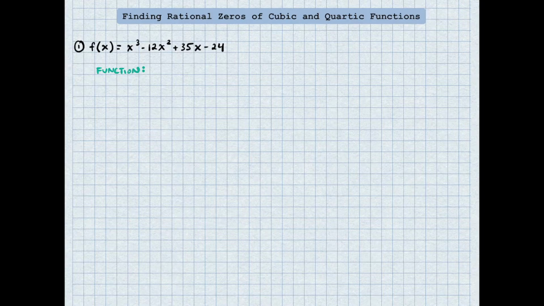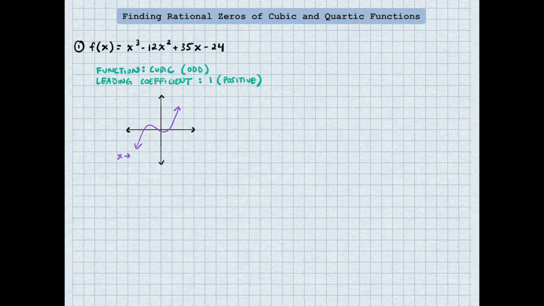Looking at the highest degree, right away we know that this is a cubic function. Since it's cubic, we know it's going to be an odd function. Also, our leading coefficient is positive 1. Based on that information, we know that our graph could look something like this.